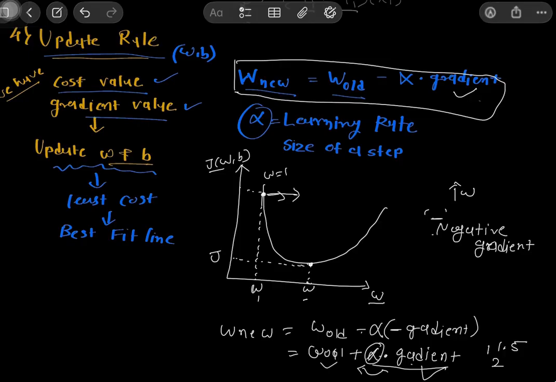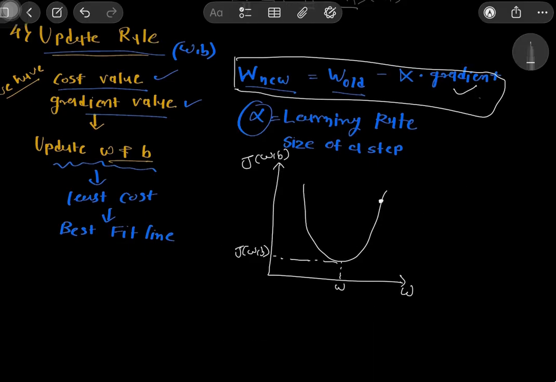So we will have operations like coming from here to here, then from there to here, then from there to here, then here. And then eventually, after multiple updates of our W and B, we will reach this point where we have found our ideal W, or optimal W, that will give us our best fit line. So this is how it will work.